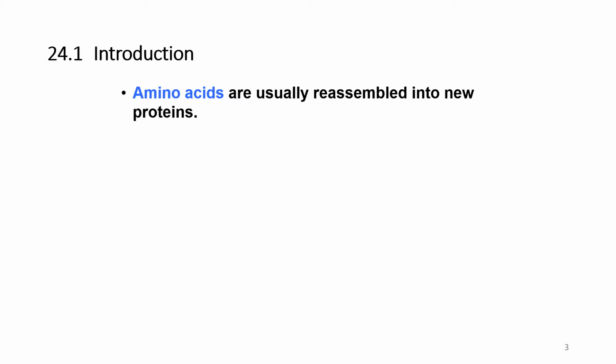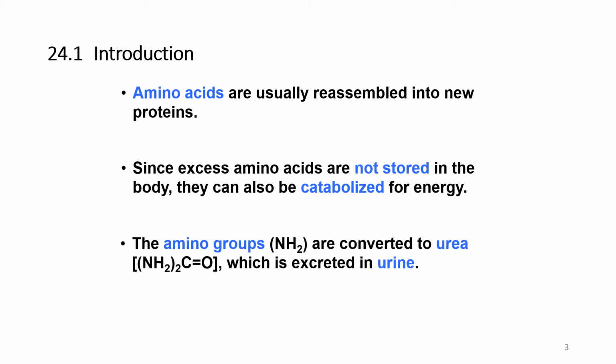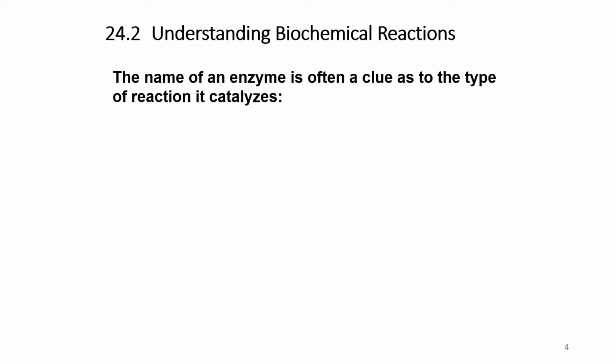Amino acids are usually reassembled into new proteins. We do not have a storage molecule in the body for excess amino acids. So we can, however, catabolize them for energy or use them in new proteins. In the catabolism of amino acids, the amino groups are converted to urea, which is then excreted in urine. So we don't want a buildup of nitrogen in our tissues.